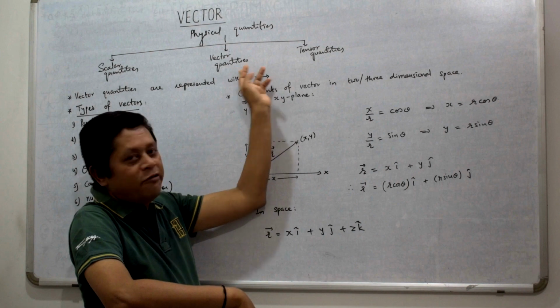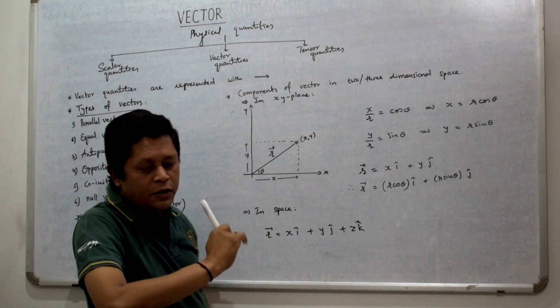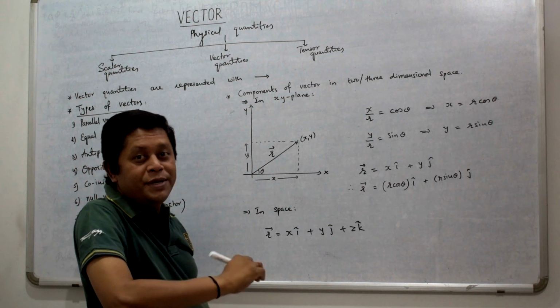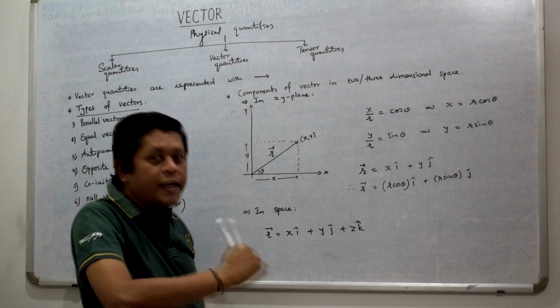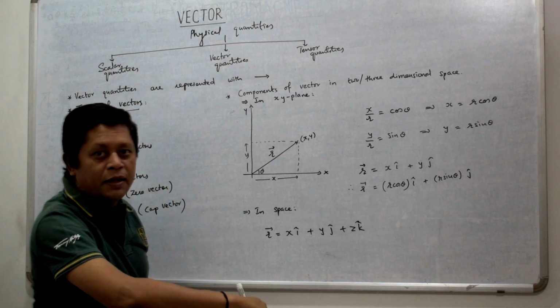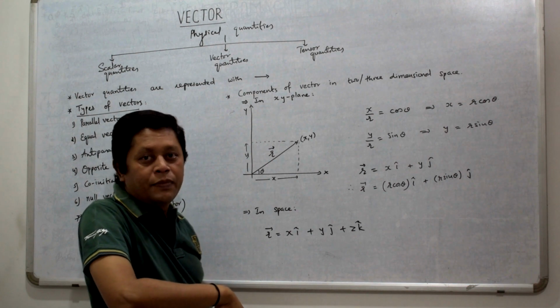Another category is vector quantity. Vector quantities are those physical quantities which can be described with magnitude as well as direction. Direction is also important here. This kind of physical quantity is called a vector quantity.